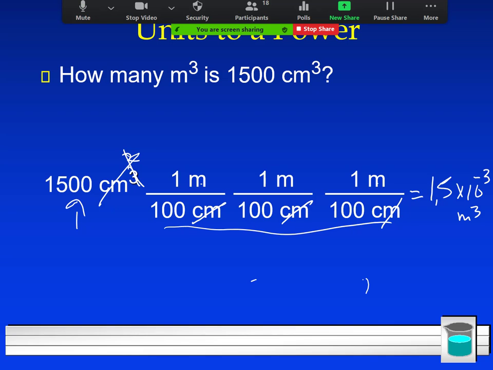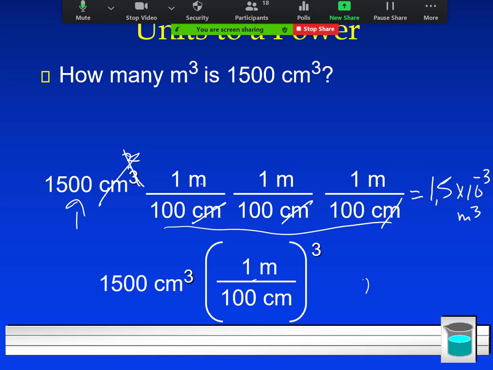Okay. Now, we're too lazy to write all those 1 meter over 100 centimeters. So instead, we write the 1 meter over 100 centimeters and we cube the whole conversion factor. That means we cube the meters, which is what we want. We cube the 1, which has no effect. We cube the 100, which is going to be a big number, and we cube the centimeters so it cancels out. Now the challenge is, how do we get that into our calculator?